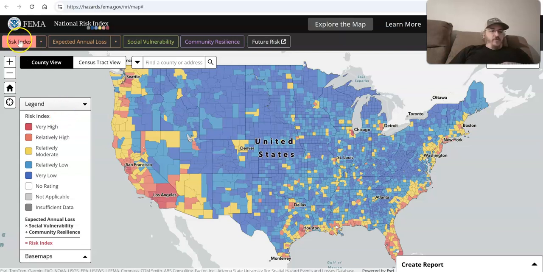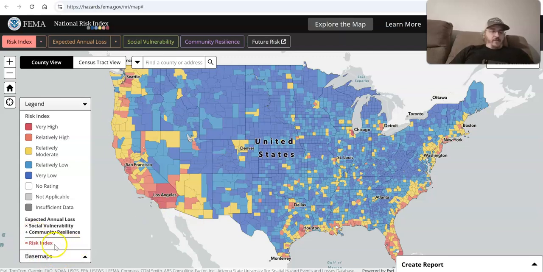So first of all, if you just look at this risk index, which is the main map that shows up when you go, and this is the website, right? hazards.fema.gov/NRI/MAD hashtag. You just got to bookmark it. It's not one that you're going to remember, or I think if you Google this name, you'll end up finding it. Kind of like how I usually do with the FEMA flood map.